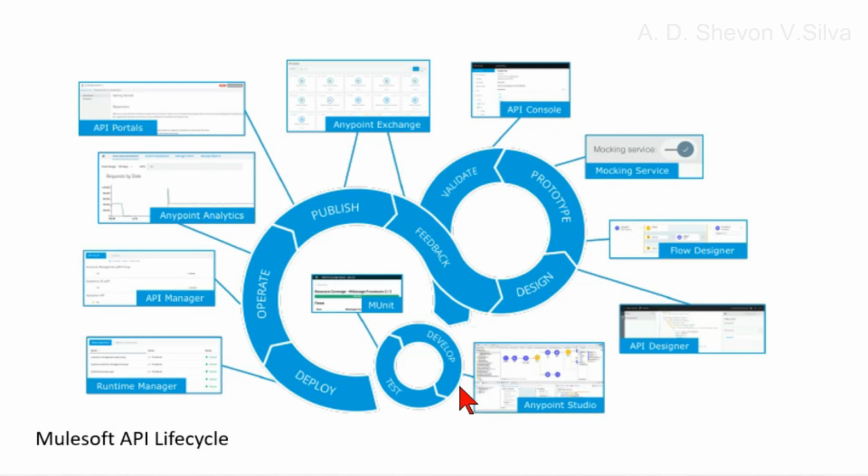Develop. To start with the development, Mule provides Anypoint Studio, which is an IDE for developing and testing Mule applications. It provides the feature through which it can directly download the API specification RAML from Design Center and create a base Mule application.